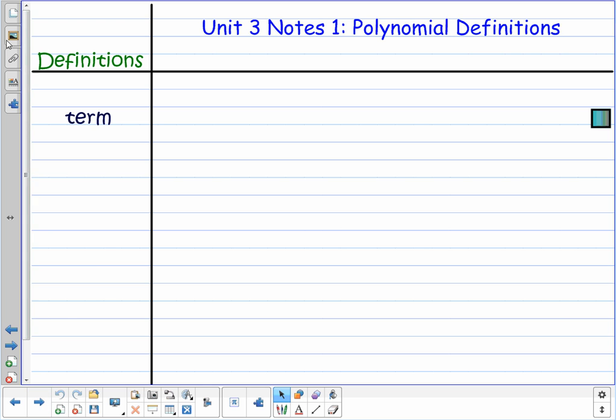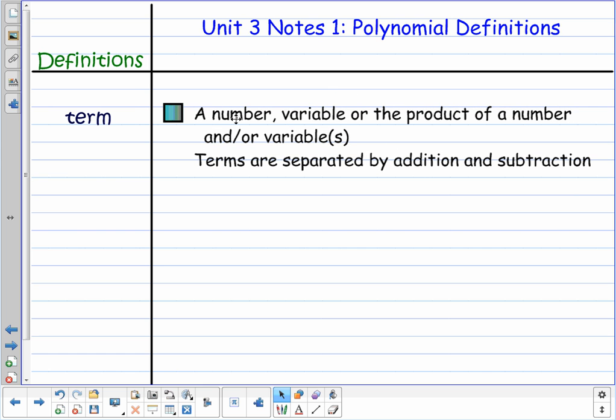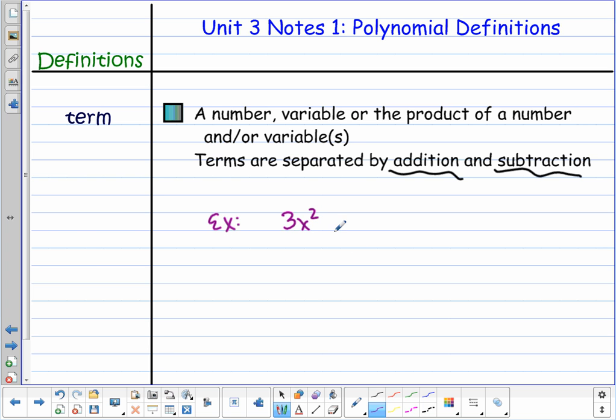Our first definition is a term. Terms are numbers, variables, or the product of a number and/or variables. Terms are separated by addition and subtraction. Okay, so that's an important thing to think about. An example of a term would be something like 3x squared or 7ab or, I don't know, 6y to the third. Okay, those are just a few examples.